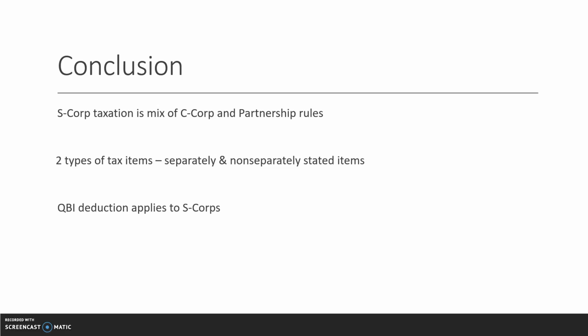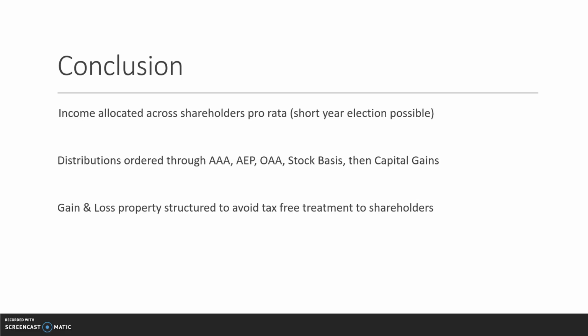All right, so what we touched on today was that S Corp taxation is kind of a mix of C Corps and partnerships. There are two types of tax items for S Corps. There are the separately stated items, which we listed earlier, and the non-separately stated items, which are going to be tied into the overall income. We talked about how the QBI deduction applies to S Corps and why. I thought it was interesting how it was set up to make the tax favorability a little more equitable between S Corps and C Corps. And that the income is allocated across the shareholders pro rata.